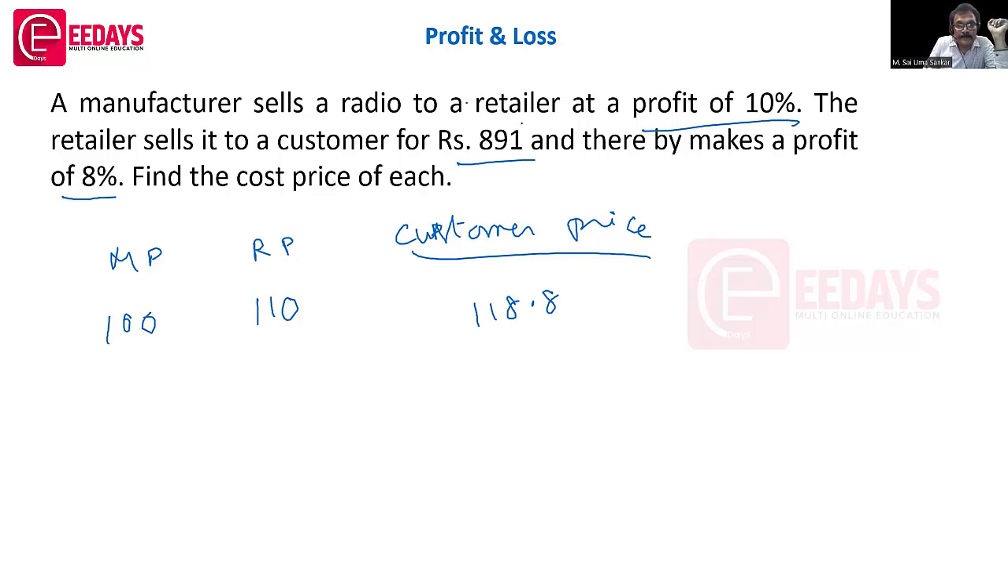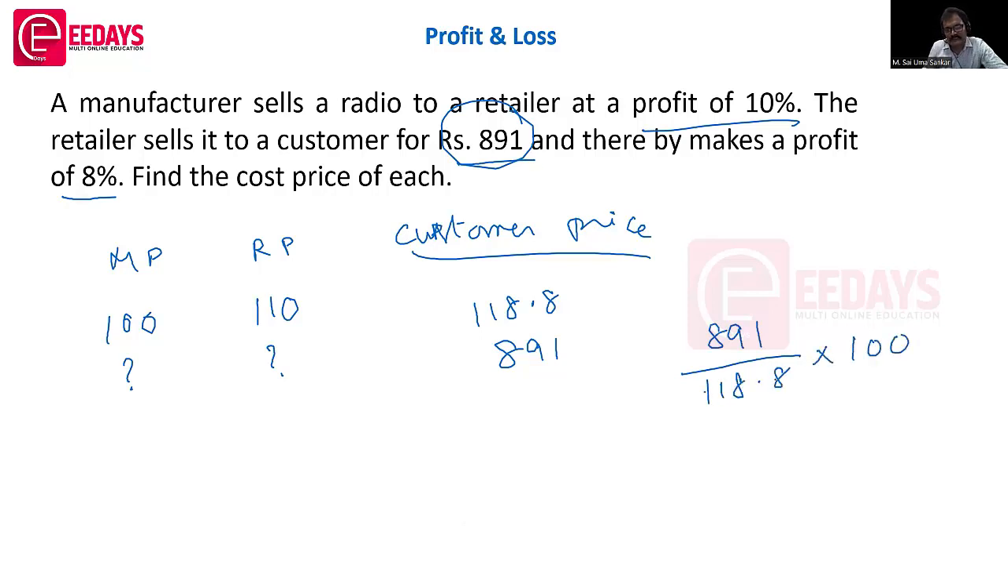If the customer price is equal to 891, what is the market price and what is the retailer price? So this is equal to 891 by 118.8 into 100. This is approximately 7.5, that is, the manufacturer price is equal to 750.